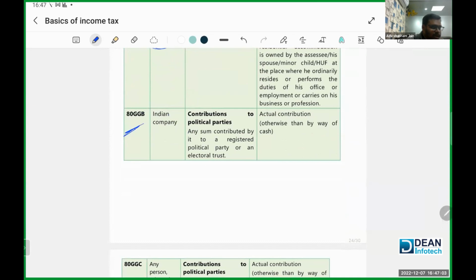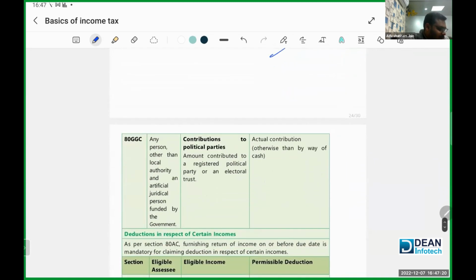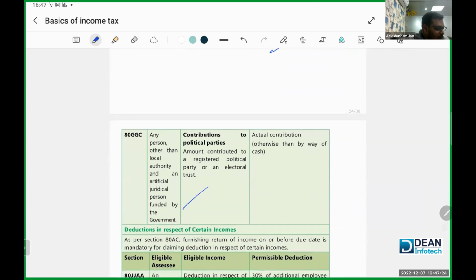80GGB is a deduction in which if you are contributing anything to the political parties, any amount, be it 1 rupee, be it 1 crore rupees, any amount paid to the political parties is fully exempt, and you can claim a deduction for that particular amount in your ITR. 80GGC is for any person other than a local authority who is contributing to the political parties.